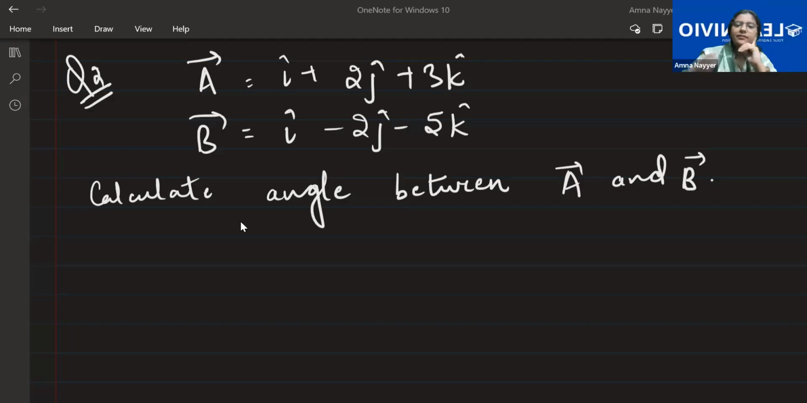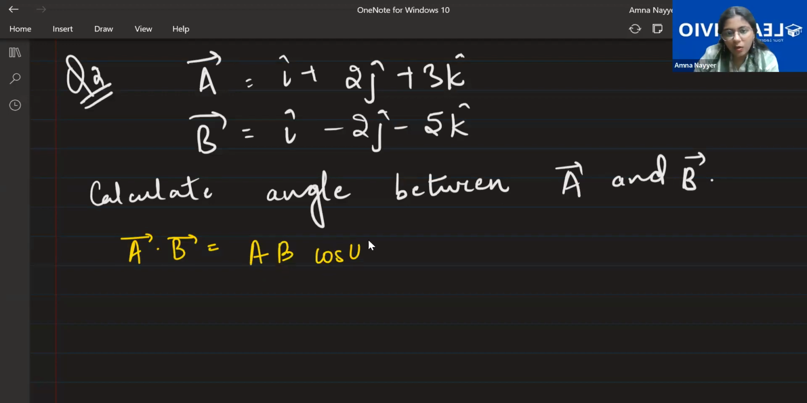Okay, let's discuss. Whenever you get a question to calculate the angle between two quantities, always use the dot product, because with the help of the dot product you will at least get cos theta, and it will ease your calculation. These are the two vectors. A dot B is equal to magnitude of A, magnitude of B, cos theta. From here we can say cos theta is equal to A vector dot B vector divided by the magnitude of A into magnitude of B.